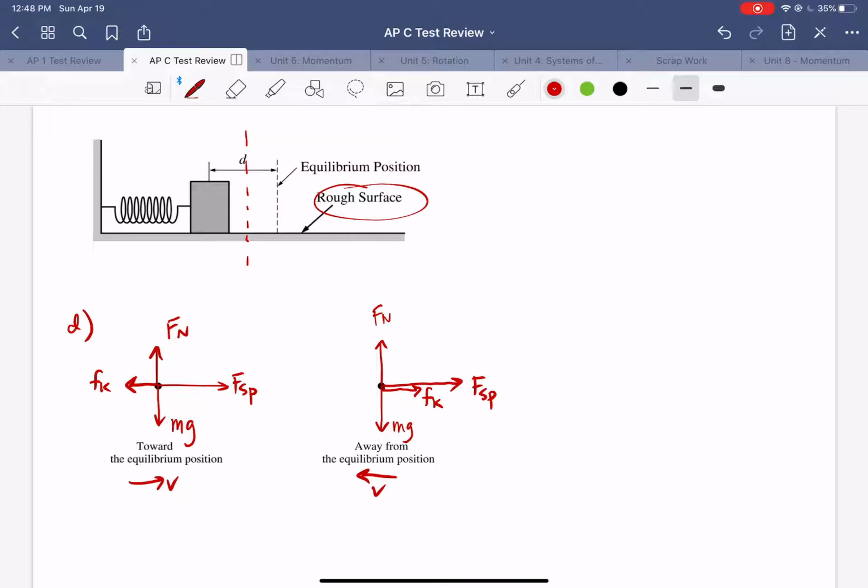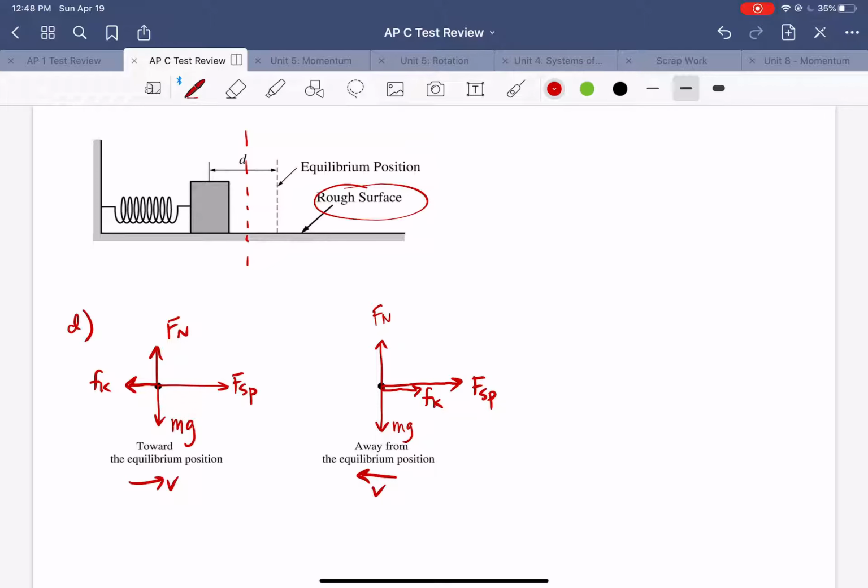Okay, so a couple of points about the kinetic friction forces that I drew here. First of all, they should be the same magnitude in both pictures here because kinetic friction does not depend on things like the velocity. It just depends on the magnitude of the normal force, which will be the same, and the coefficient of friction, which will also be the same.